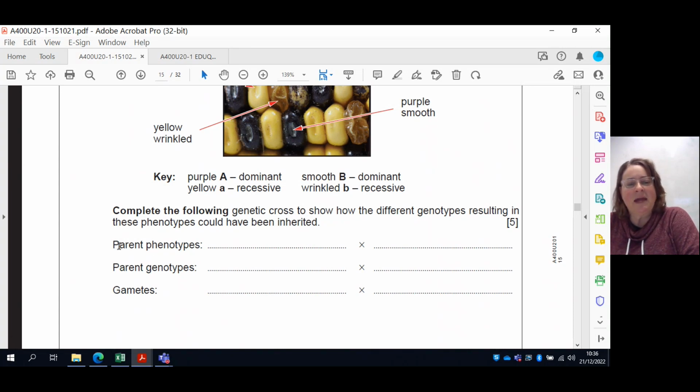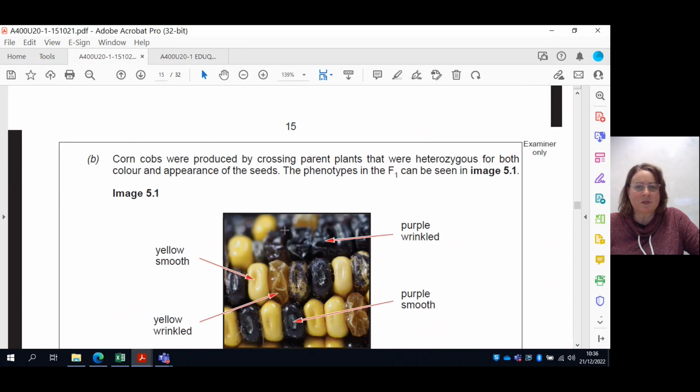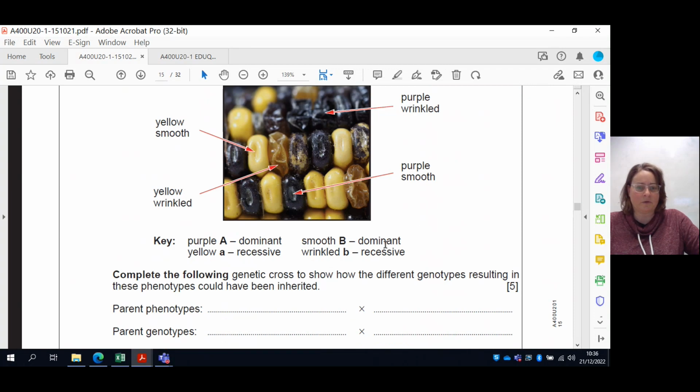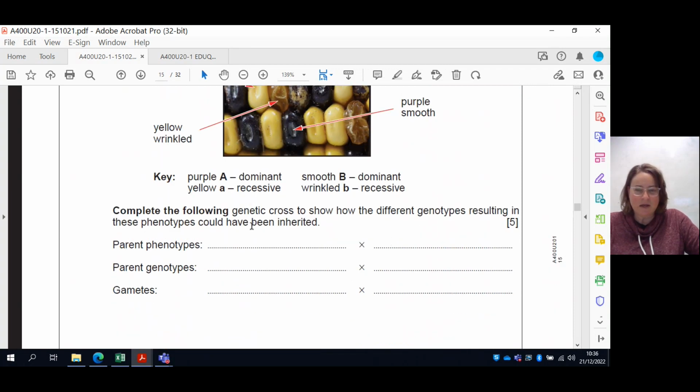So initially think through parent phenotype. So how do we find out phenotypes resulting in these phenotypes being inherited? What information does it give you? Okay, heterozygous for both color and seed. Cornucops were produced by crossing plants that were heterozygous, and then you get your F1 generation. And what does it say here? Show how the different genotypes resulting in these phenotypes could have been inherited.